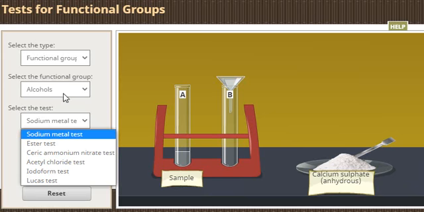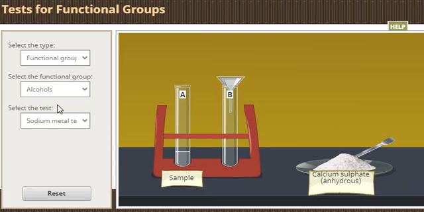So for the alcoholic group, we know that in the aliphatic hydrocarbon, the OH group is attached to that aliphatic hydrocarbon. So that belongs to the family alcohol. The symbol representing the alcohol is OH.